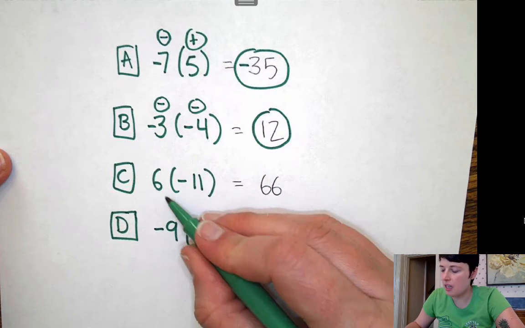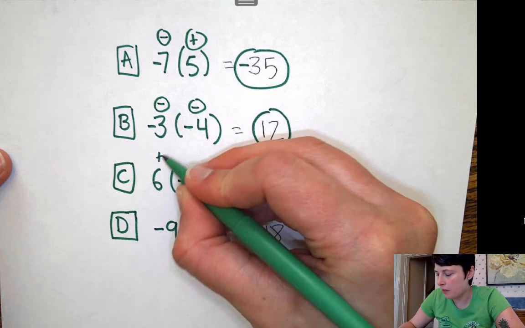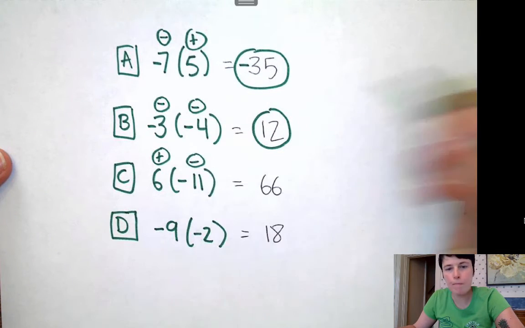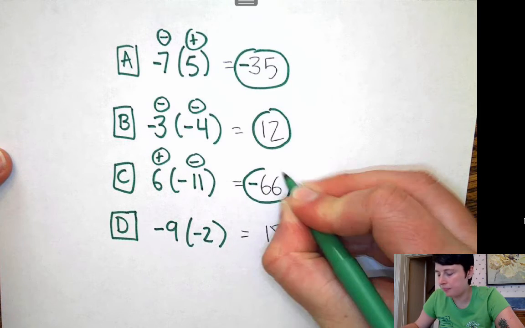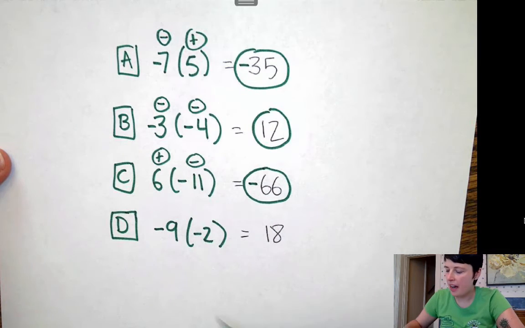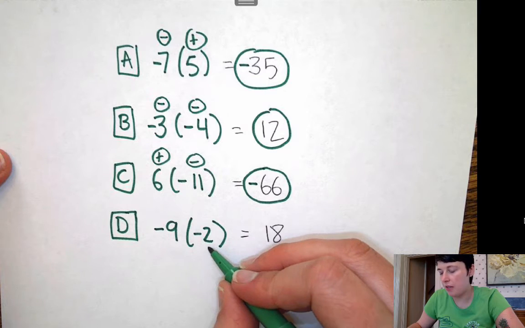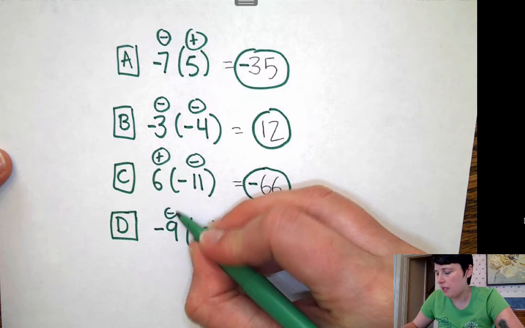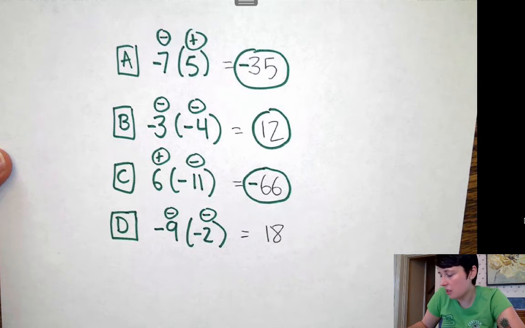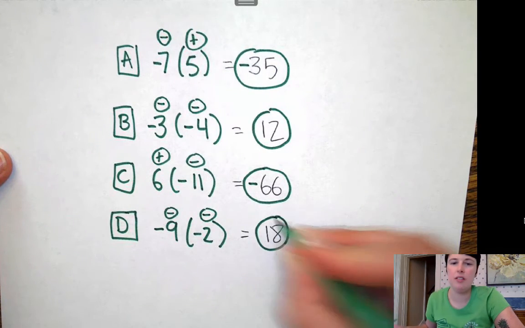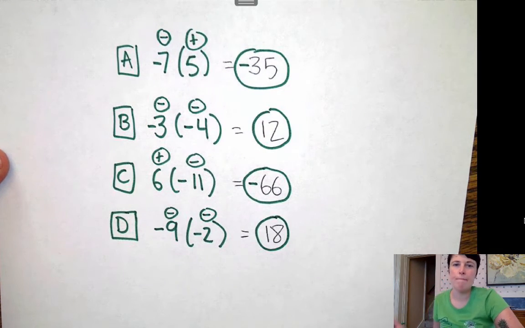I have 6 times negative 11. That's a positive number and a negative number. That's not a match. That's bad. That's a negative 66. And then for my last one, I have negative 9 times a negative 2. That's a negative times a negative. Negative and a negative match. That's a good thing. That's a positive answer. So my answer is 18.